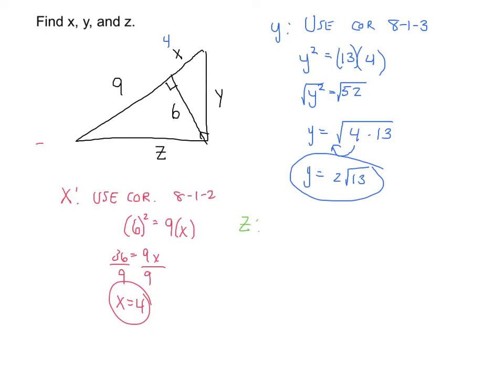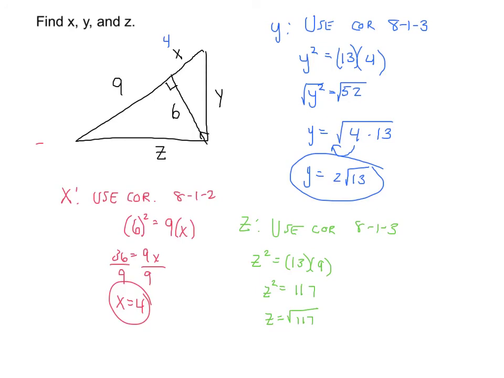Again, I see it's a leg of a right triangle, so we're going to use corollary 8-1-3. Very similarly, I know that z squared is going to be equal to, again, 13, but now times 9. So z squared is going to be equal to 117. Take the square root now. z is equal to the square root of 117.